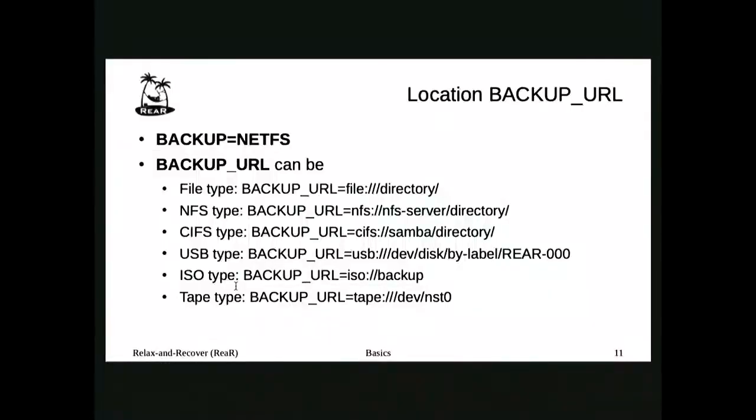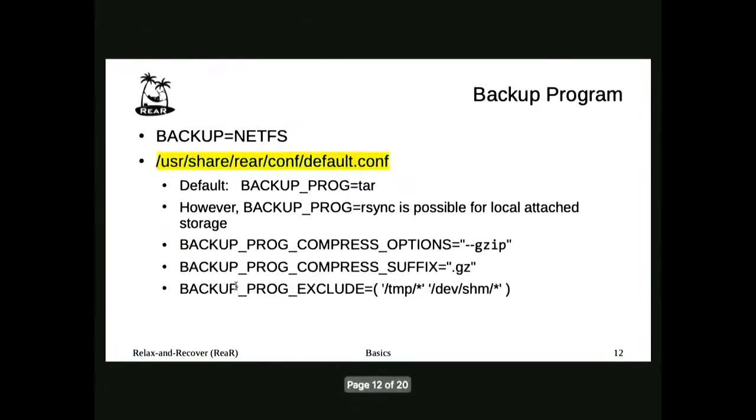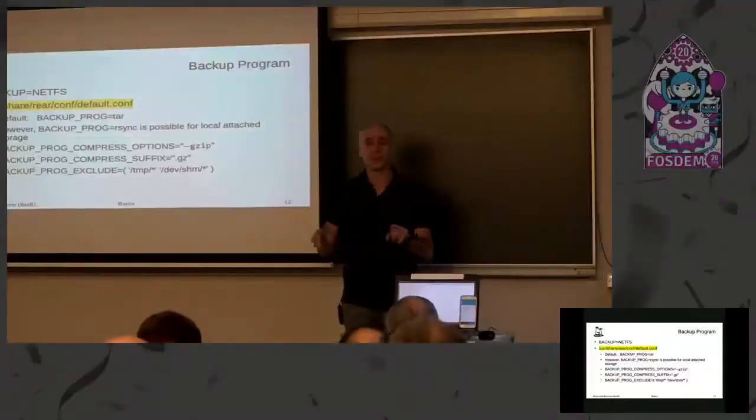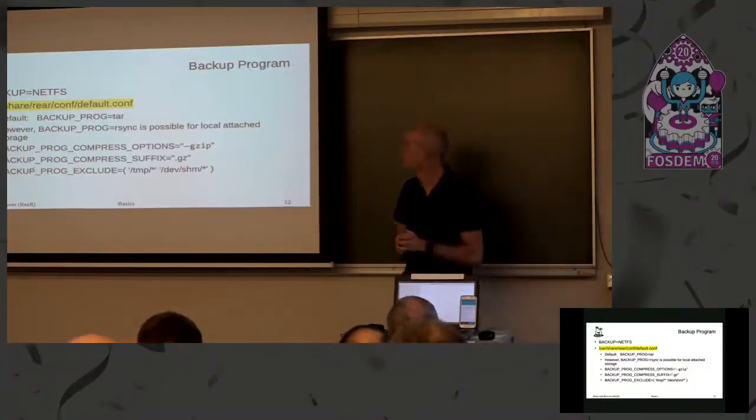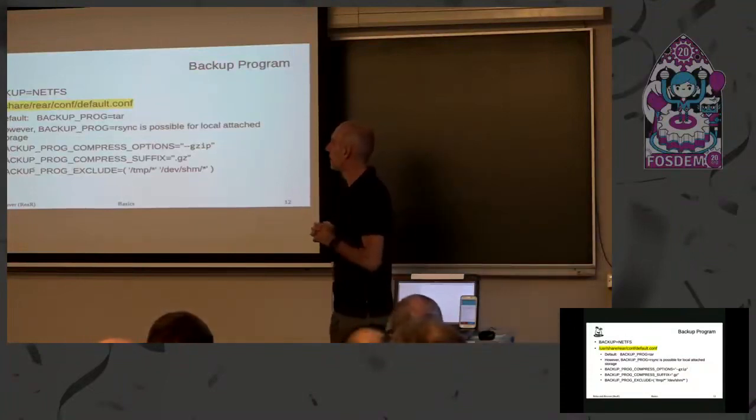Okay, some examples of the locations of the URLs. So it's quite easy, I would say. File, NFS, CIFS, Samba, USB, ISO, and even tape. NetFS, this is an example that you can add in the local configuration file. Backup program is the default internal backup solution, but you can replace it with rsync if rsync is used internally, because you also have rsync that you can point to somewhere, even to the cloud, so to speak, but then it's not an internal backup anymore.